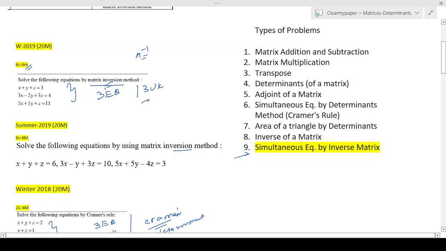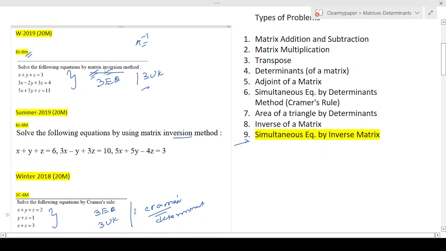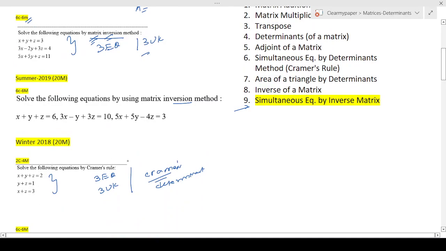If they ask you for the matrix inversion method, then you have to find the inverse of the matrix and solve it, and it's related to matrices. If they ask you to solve using Cramer's rule, then it's related to the determinant way of finding it. Although matrix inversion still has some part of determinants, that's what separates these two methods. In Cramer's, you do not find the inverse of the matrix, whereas in the matrix inversion method you do find the inverse of the matrix.